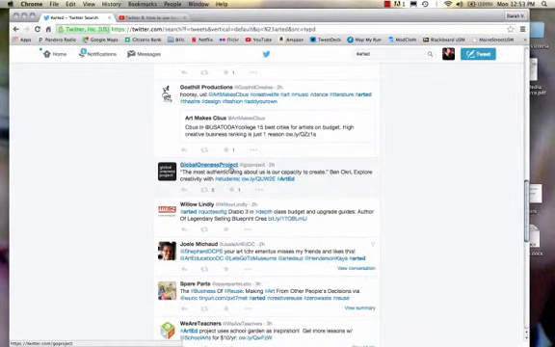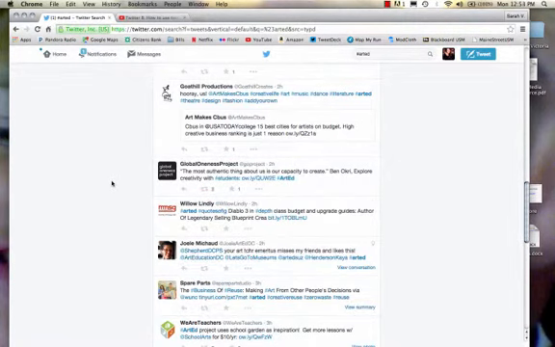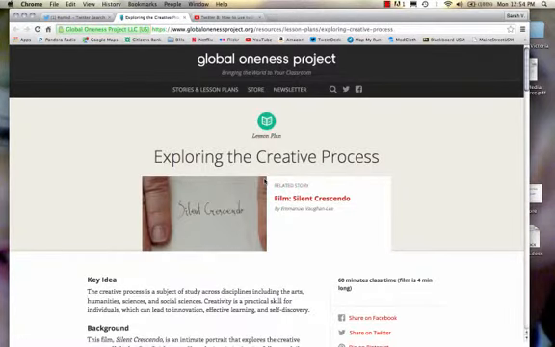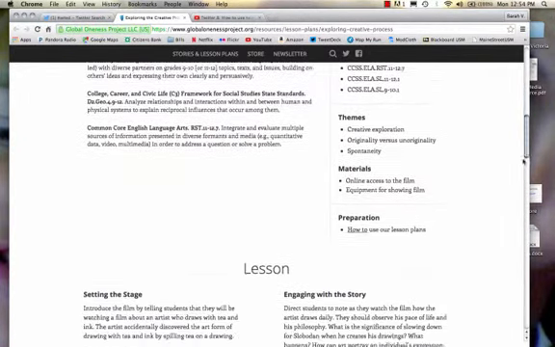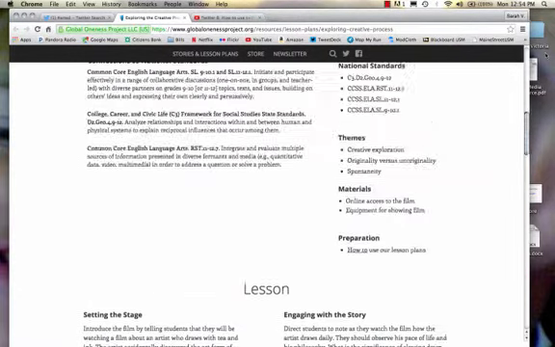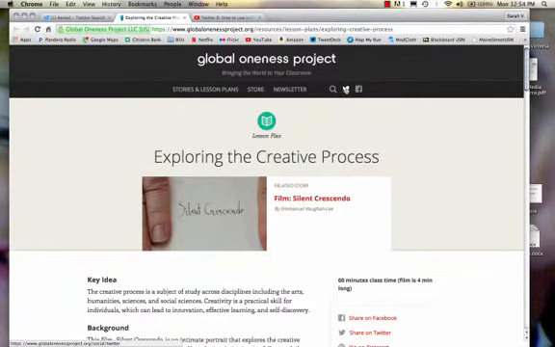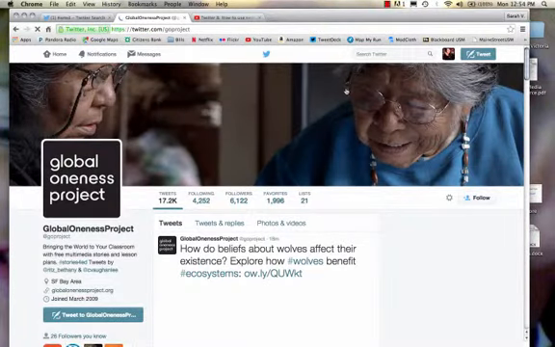So this Global Oneness Project is talking about creativity, which happens to be a big interest of mine. The quote says, the most authentic thing about us is our capacity to create. I really love that quote. And then what they did is they linked an article. So I want to see what that article is all about. Ooh, it's a creative process lesson plan. So I look through this, see it has some standards linked to it, and if I think that this is something worth using, I can share it out with my Twitter followers.